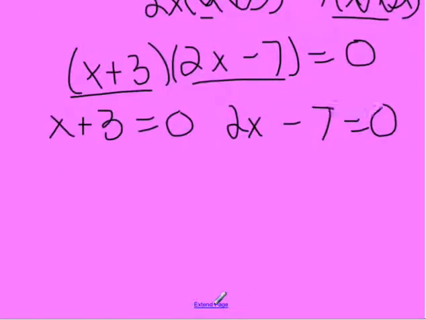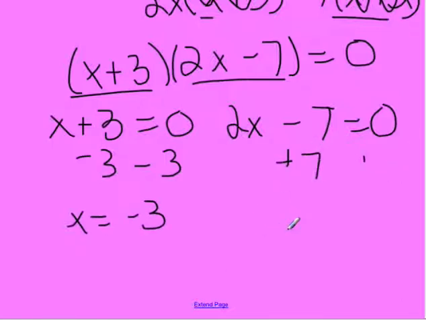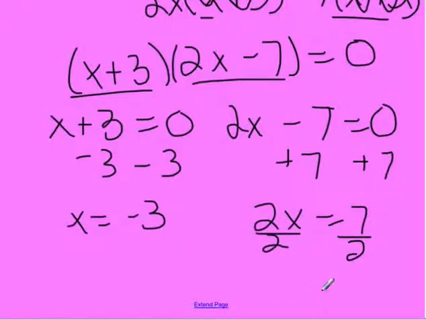Now this is a simple solving equations problem. I'm going to subtract 3 from both sides, and I get that x is equal to negative 3. For this one, I'm going to add 7 to both sides, so I get 2x is equal to 7. Then to solve for x, that 2 is being multiplied by the x, so to get it over to the other side, I'm going to divide by 2. And I get x is equal to 7/2, or you could look at that as 3.5. Okay.